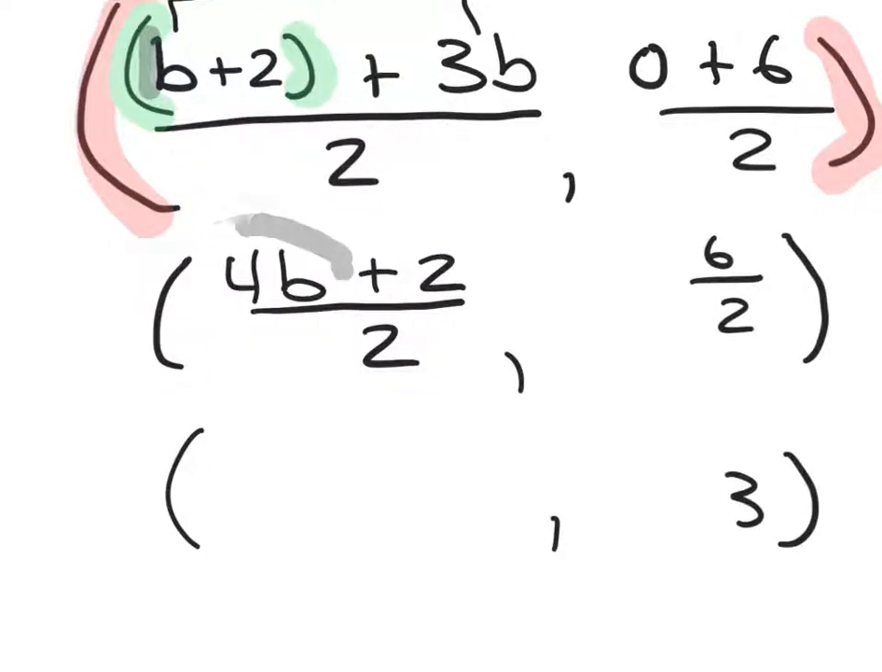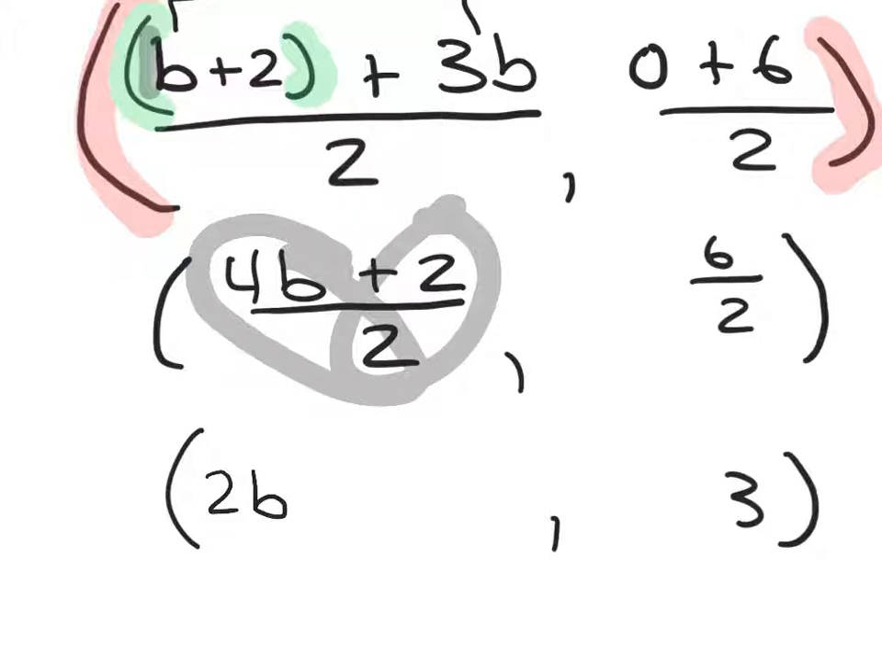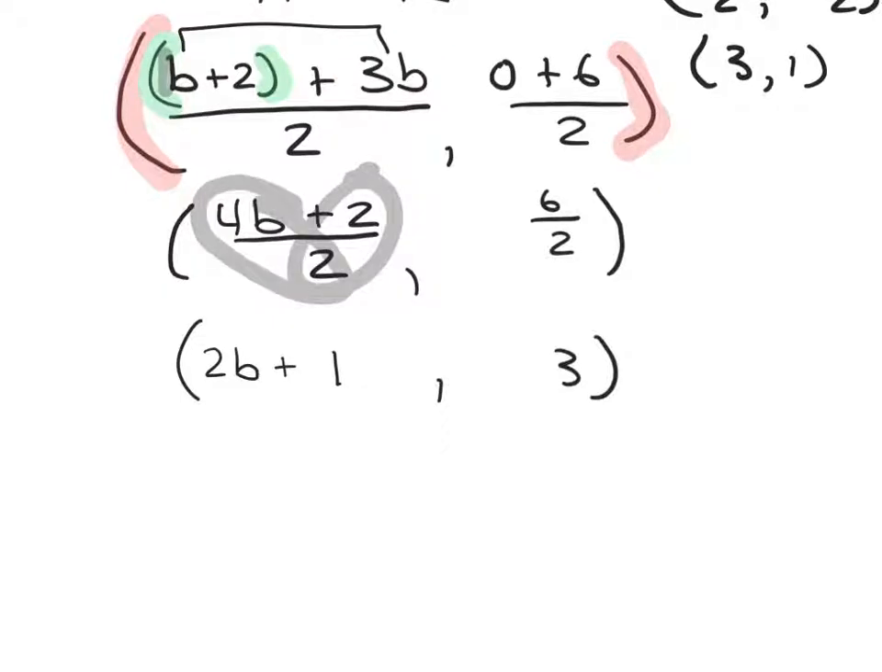When we have a fraction like this, this is being divided by 2, and this is being divided by 2. So let's look at the left side there. What is 4b divided by 2? 2b. So the first part is 2b. And the second part is 2 divided by 2, which is 1. So we get 2b plus 1, comma 3.